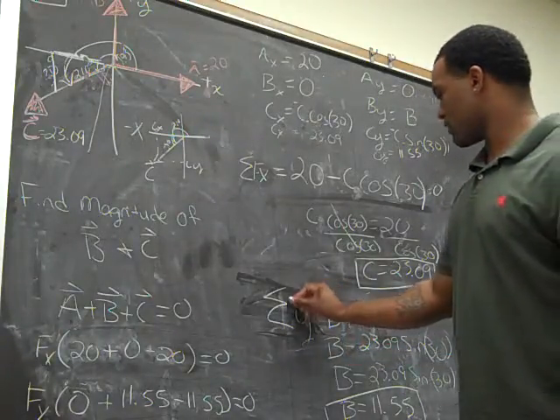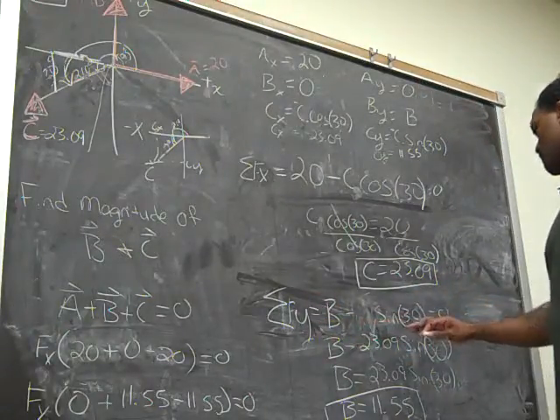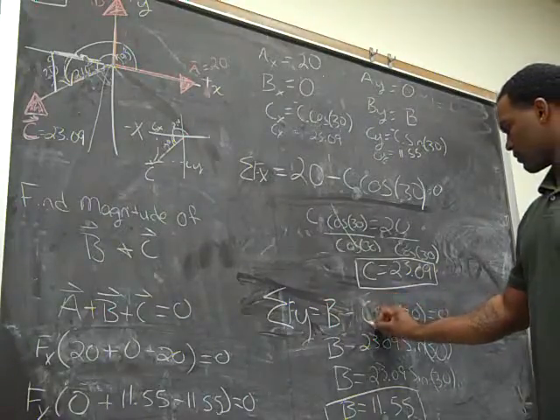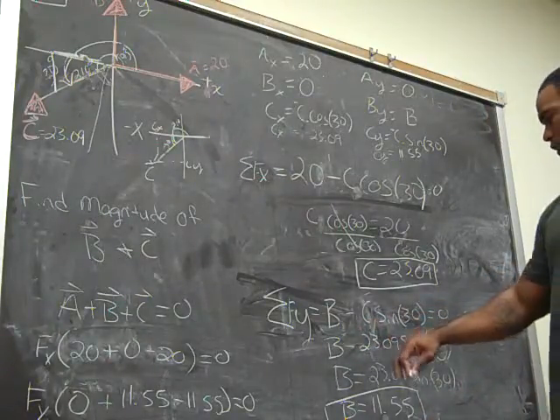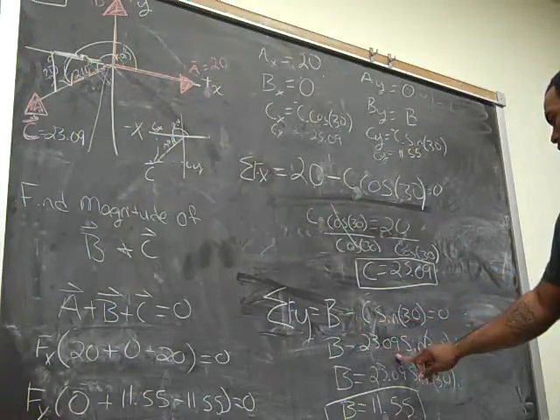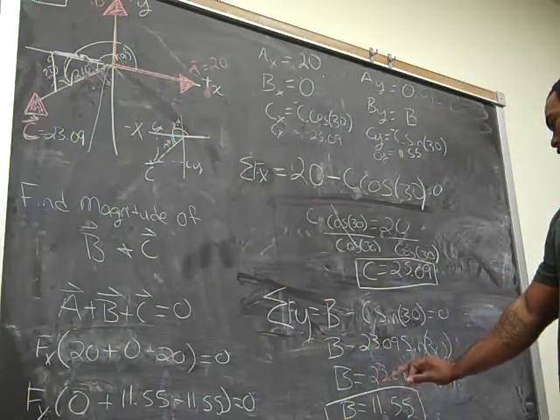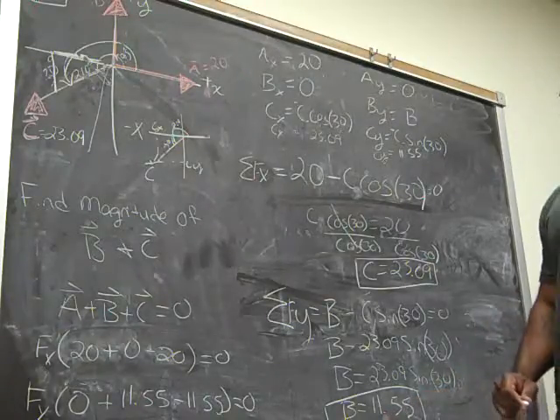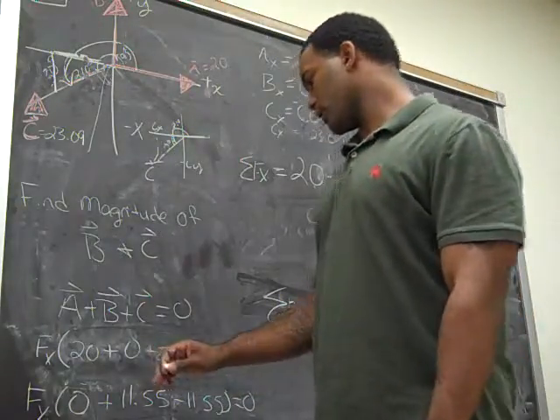And for the summation of F in the y direction, you have B minus C sine 30. Is that supposed to be a C right there? Yeah, it's supposed to be a C. B minus C sine 30, and we're going to solve for B because we already know what C is. On the next step, I just plugged it in right here, and you have B equal to 23.09 times sine of 30, which is 11.55.